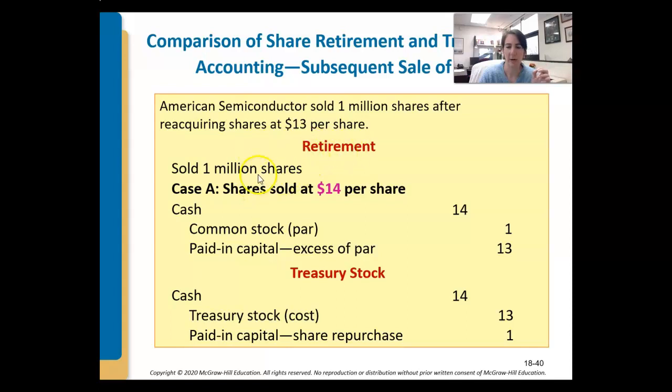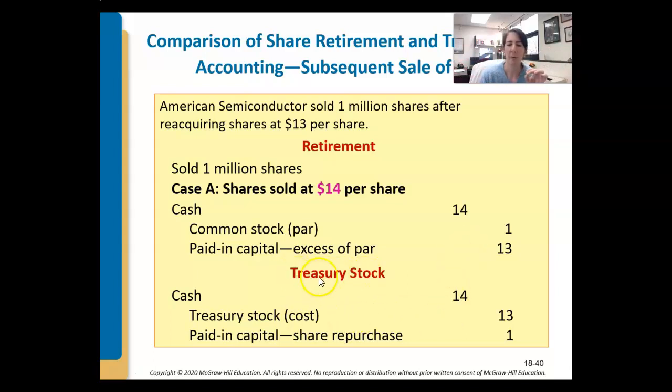If we retired them, now we're reselling the shares. We sell another 1 million shares. It's as if we're pulling them out of the vault and issuing them fresh, with $14 a share: cash, common stock recorded at par, paid in capital excess of par, $13. As if nothing had happened to them, because we put them in the vault, and now we're taking them back out, and they have no history attached to them whatsoever.